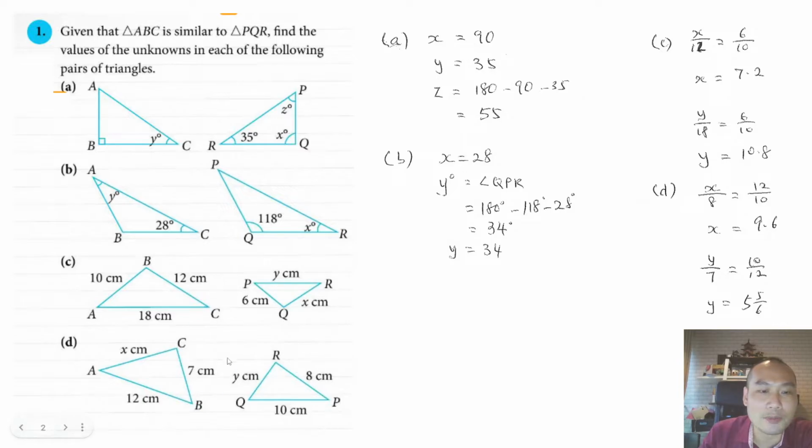The same thing is going to happen for part D. We have y cm here corresponding to the 7 cm here. You just need to match up the vertices to figure out why this is so. Then the 10 cm corresponds to the 12 cm here. X cm corresponds to the 8 cm over here. So we can say x over 8, left side to right side, is 12 over 10. So we can establish that fact. So x is 9.6. Now if you go from right to left, y over 7 is 10 over 12, so that's fine. We get 5 and 5 over 6.